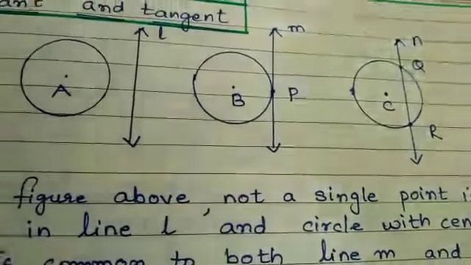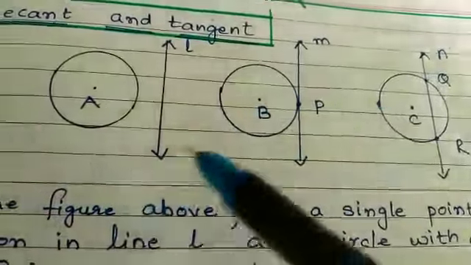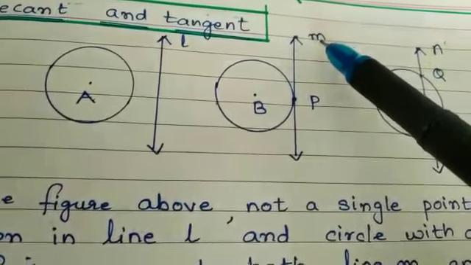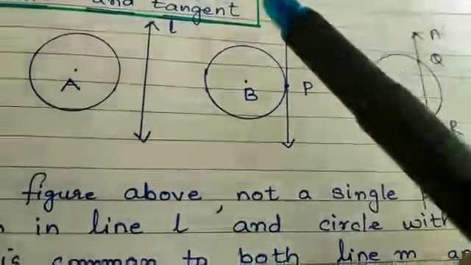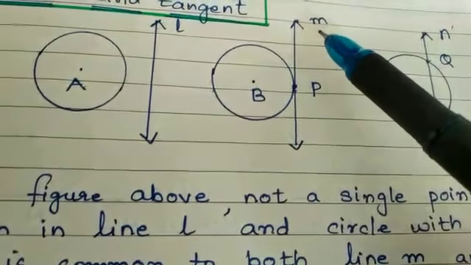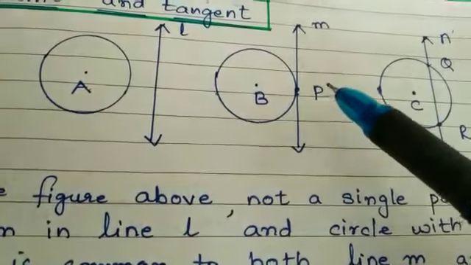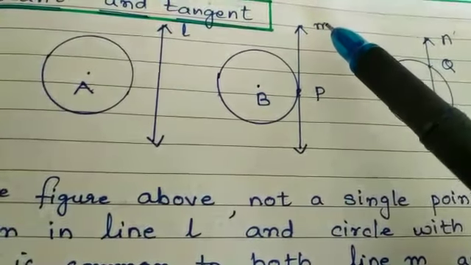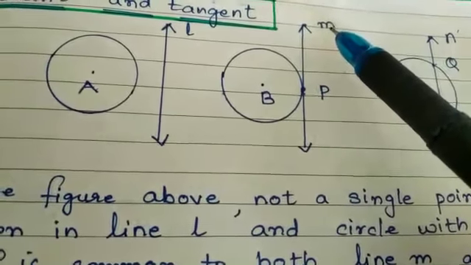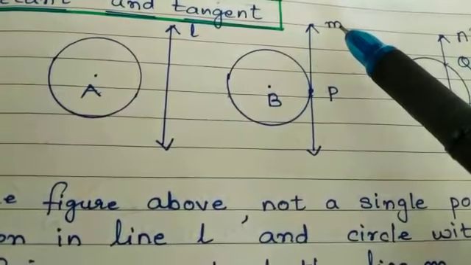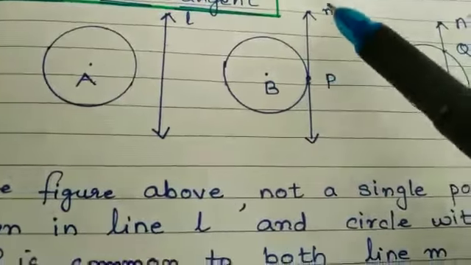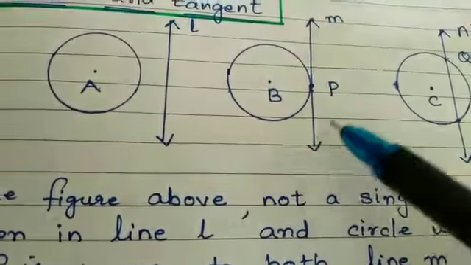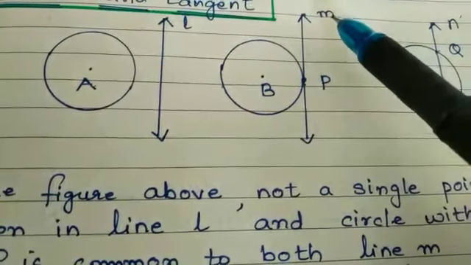Correct, students? So here line M is intersecting the circle in 1 point only. Line M is intersecting the circle in 1 point P. Therefore line M is called a tangent. A line which intersects the circle in 1 point is called a tangent line. So here line M is a tangent.